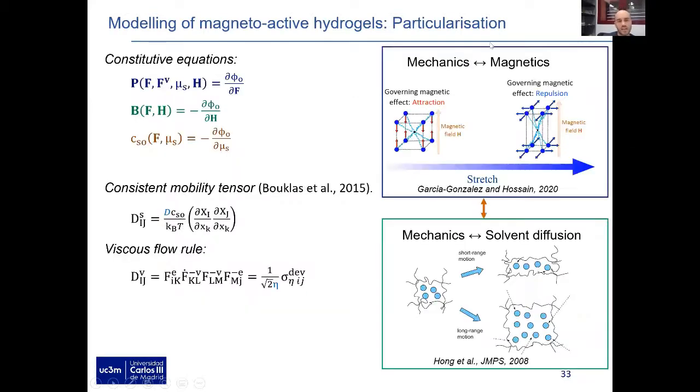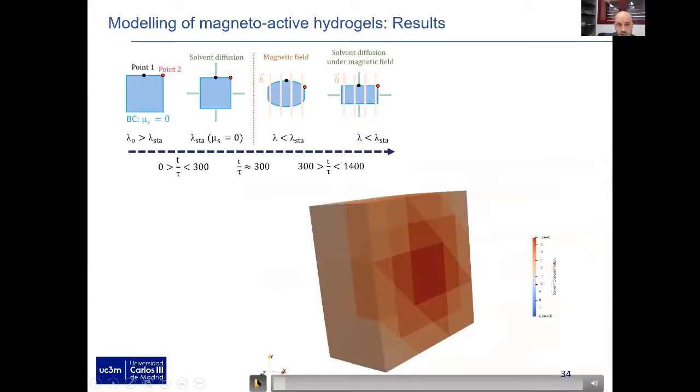Once we have that, we can directly apply different constitutive equations in order to get the stress, the magnetic field, and the solvent concentration. Then we define consistent mobility tensor and viscous flow rules. For this one, we follow this approach with this kind of solvent diffusivity. And for the viscous flow rule, something simple as well, defining here a viscosity parameter. So, let me show you some dynamics we got.